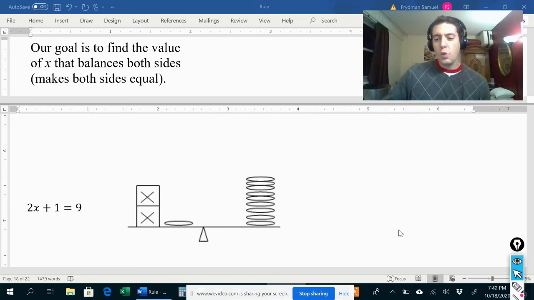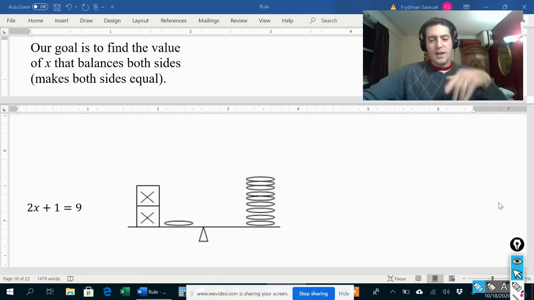Now, one way that we could start doing that is to take this stone away. Because right now I know that 2 x boxes plus 1 stone is equal to 9 stones, but I don't want to know what 2 x boxes plus 1 stone is equal to. I want to know just what 1 x box is equal to. So I can start out by just taking away one of these stones.